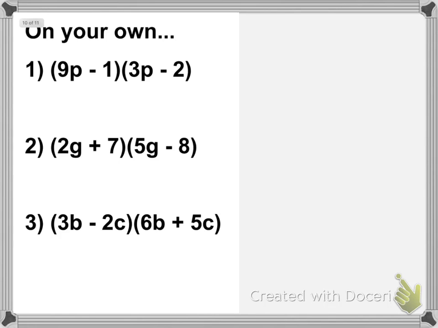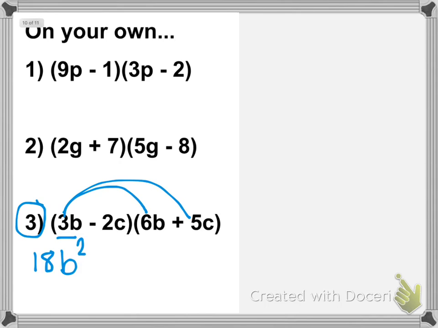On this slide, I'm just going to do the last one with you, number 3, because there are 2 variables and those can get kind of confusing. So I'm going to first start by distributing the 3b. 3b times 6b. So 3 times 6 is 18, and 2b's is b squared. Then my outside terms, 3 times 5 is 15, but this term has a b and this term has a c, so I have one of each, and I'm going to write them in alphabetical order, so b, c.